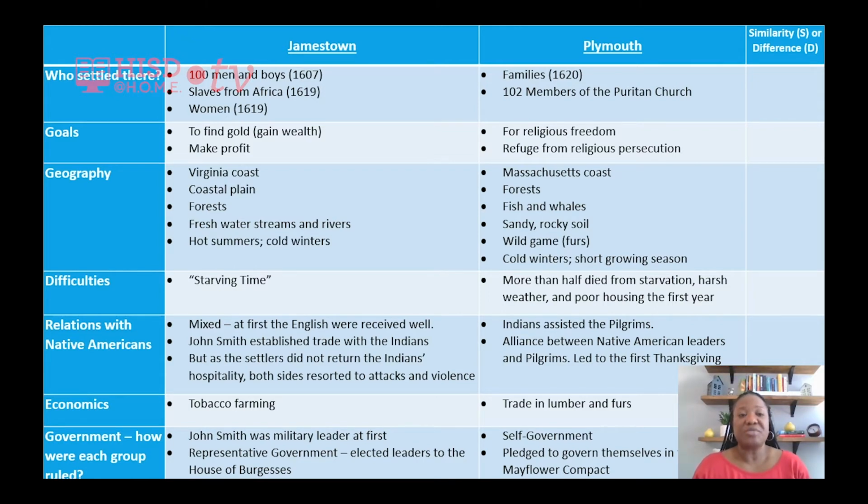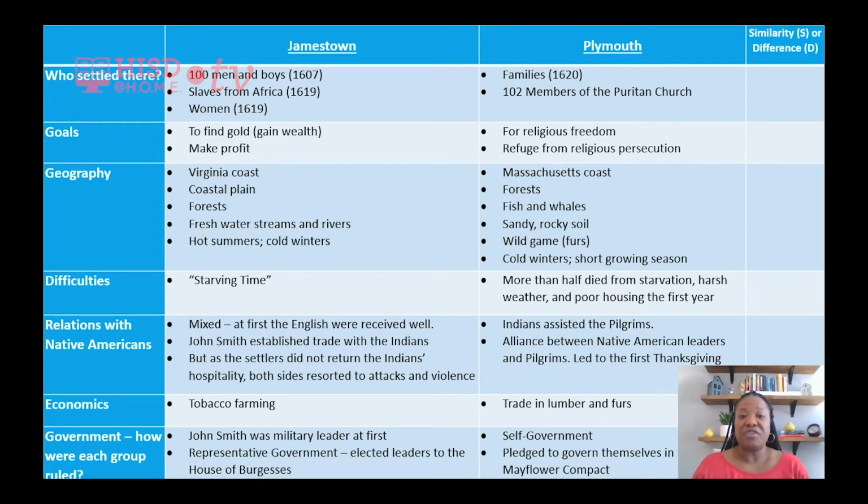Well, let's look at Jamestown. So we know that in Jamestown, who settled there? We had 100 men and boys. There were slaves that were brought in from Africa, and there were women that settled there. In Plymouth, it looks like there were more families and members of the church that settled there. So that already tells you that they were looking for different things. The goals of each place. Well, in Jamestown, the goal was to find wealth, to make a profit. But in Plymouth, it looks like their goal was mainly to be able to worship freely.